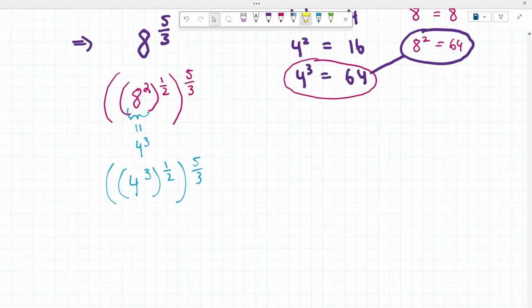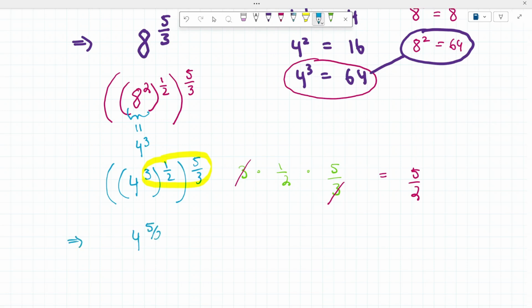So here, like I said before, we can go ahead and multiply these exponents together. So what that gives us is 3 times 1 over 2 times 5 over 3. So that's great because these two will cancel out, so we're just left with 5 over 2. And then as a result, our final answer here is going to be 4 to the power of 5 over 2. So we've successfully rewritten our first expression, the cube root of 8 to the power of 5, as a power of 4, such that we have 4 to the power of 5 over 2.